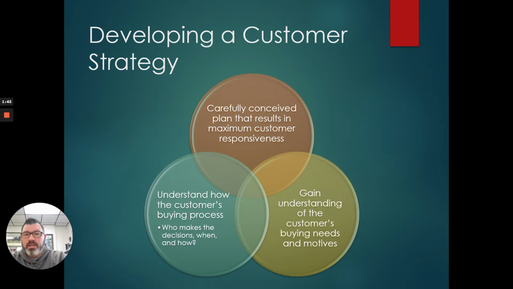So you have to really think about a plan that gives the best customer responsiveness. You've got to get to an understanding of a customer's buying needs and what motivates them to buy. We have to think about what their particular needs are, and that comes through learning as much as you can about a customer or prospect. Then you need to understand the customer's buying process. Who makes the decisions, when and how?